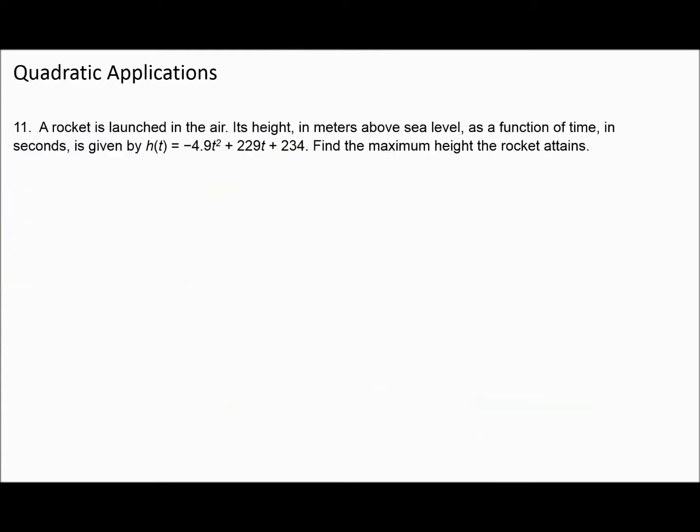So now we have another problem. A rocket is launched in the air. Its height in meters above sea level as a function of time in seconds is given by h of t, and they give us a function. It is a quadratic function. You notice that because it's got the square in it right here. Okay, find the maximum height. So we're basically just supposed to maximize this guy right here.